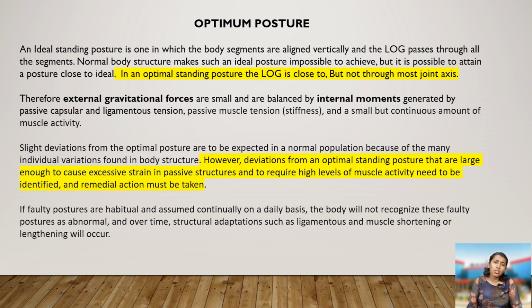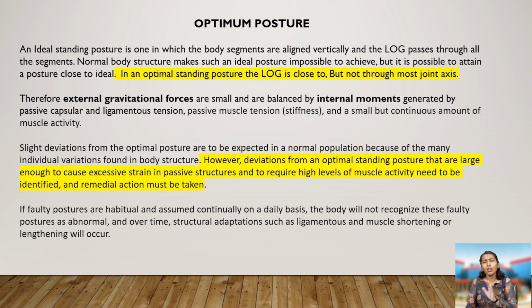In this situation, there are some forces that act on our body. One is external force, and to counterbalance that external force, we have internal movements, right? Which are our anti-gravity muscles that are acting, some ligaments, some joint capsules. They work to maintain this erect bipedal stance that we are in. Slight deviations from this optimal posture are expected in the normal population. Okay, slight deviations are okay.